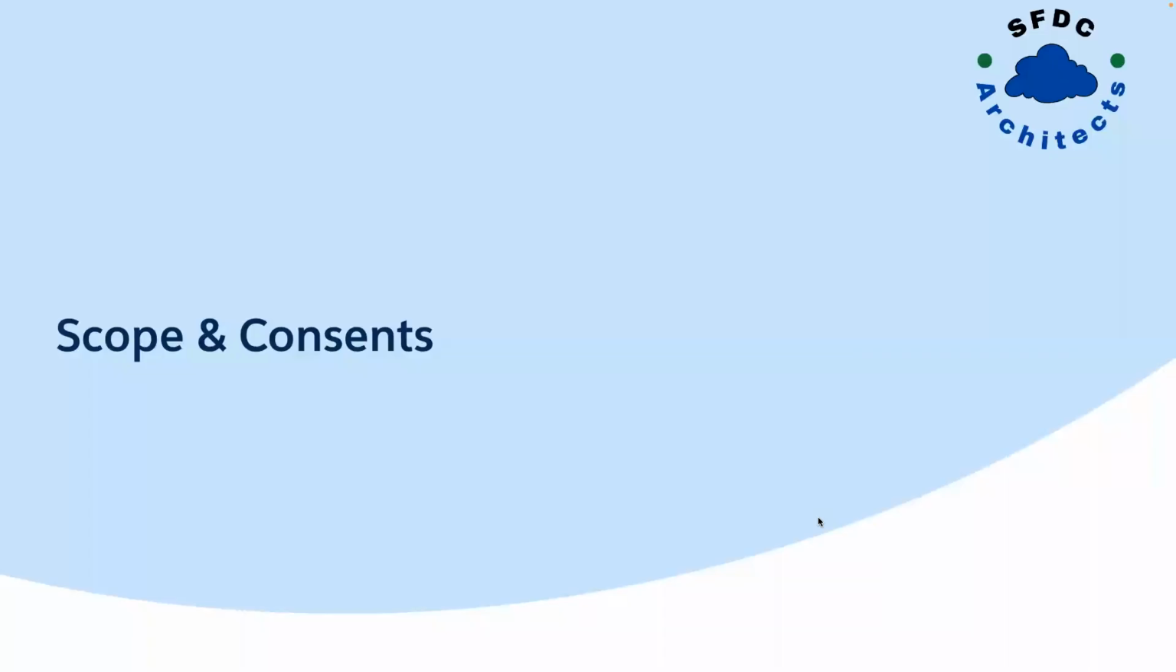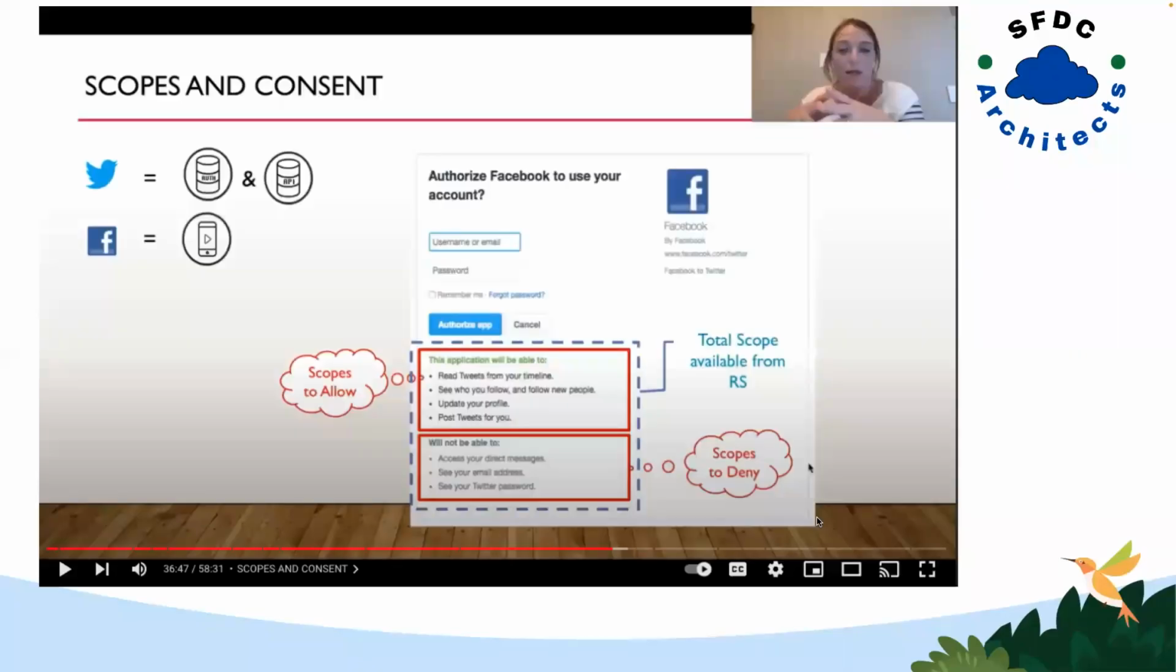Oops, wrong way. So let's talk about scopes and consents. We've covered a lot of content today, and as you can see, that original word cloud that I shared, we've only covered like 10 of those terms. And so some of the next slides, I'm going to go really high level because we're going to go into them much deeper in the next few sessions. So scopes and consent.